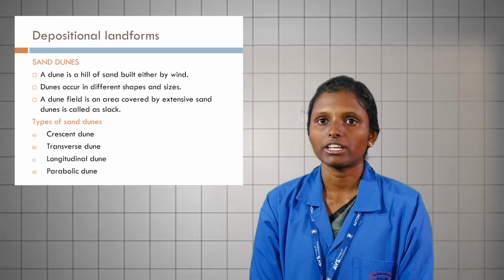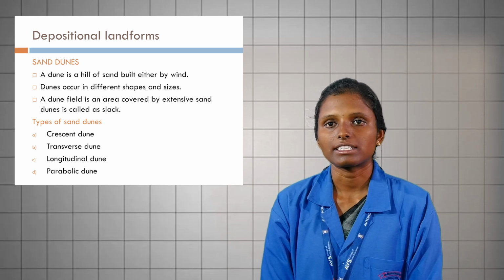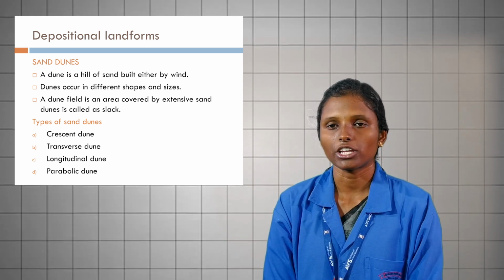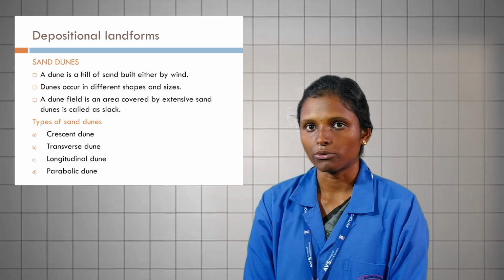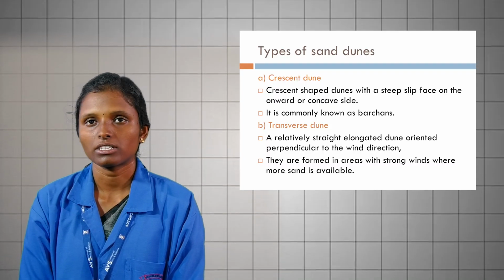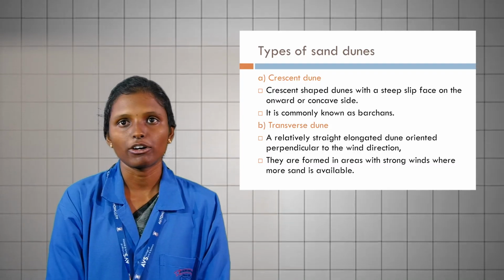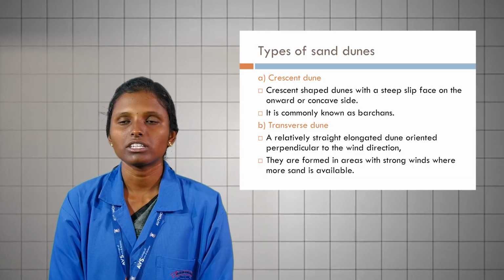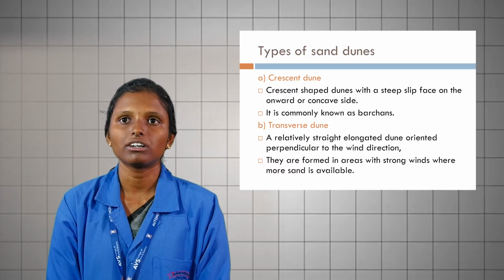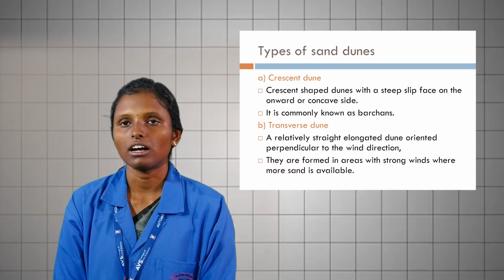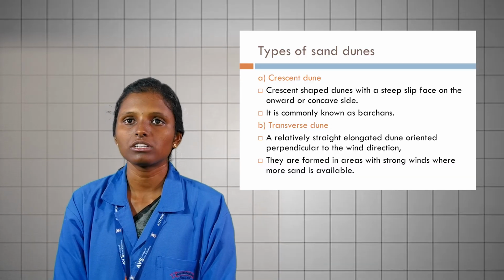Types of sand dunes. There are four types: crescent dunes, transverse dunes, longitudinal dunes, and parabolic dunes. First one is crescent dunes. Crescent dunes look like a concave face. A crescent-type dune with a steep slip face on the leeward or concave side is called barchans.